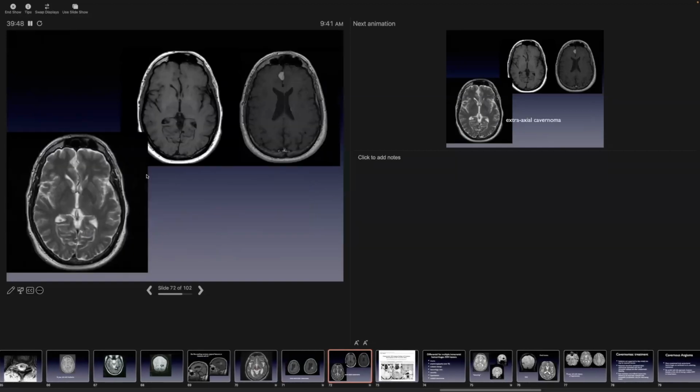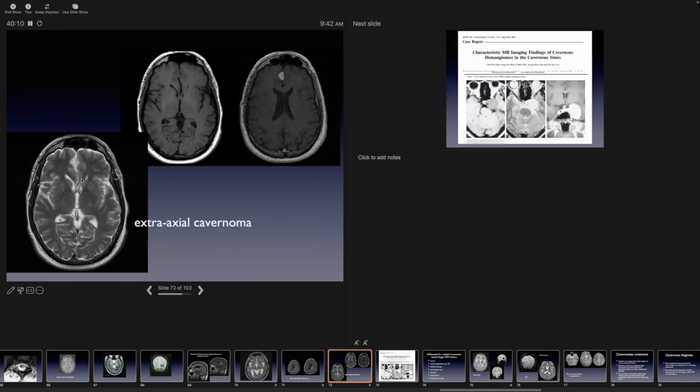And then this one is quite an uncommon case. Here you can see this mass along the falx that enhances quite homogeneously. There's not much dural tail. It's quite bright on the T2 weighted scan. You occasionally see that with meningiomas, although it's not common. In this location, I think you'd be hard pressed. But this went to surgery and proved to be an extraaxial cavernoma.